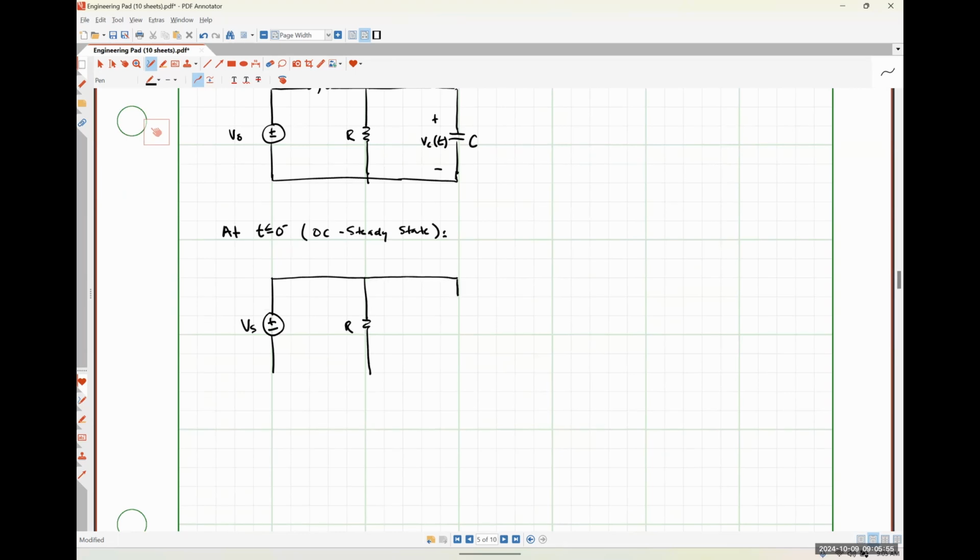Our capacitor C would look like what at DC steady state? An open circuit. So here is VC at 0 minus. So who among you guys can tell me what VC at 0 minus would be?